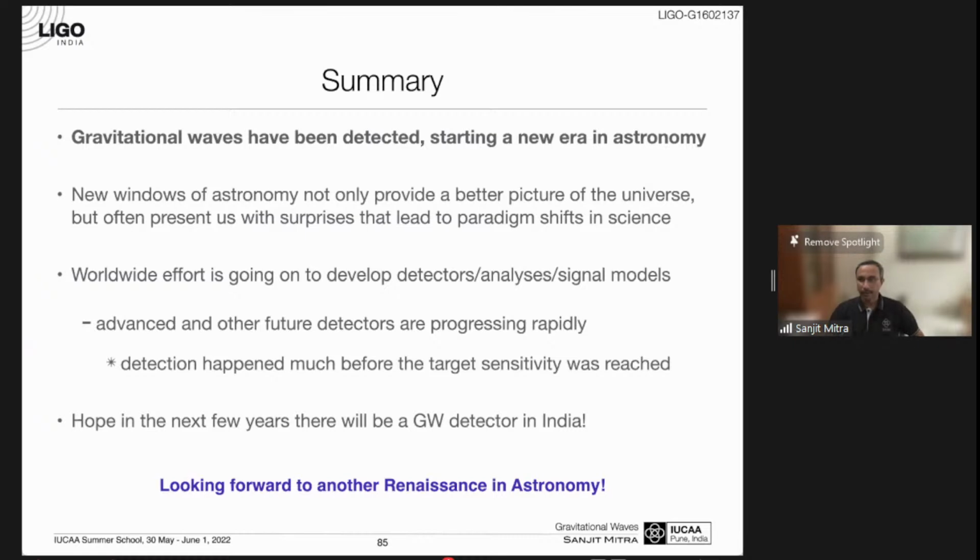Okay, there is one more question. The graph of sensitivity of the LIGO detectors with respect to frequency decreases to a minimum at one point and then increases. What is the reason for that?